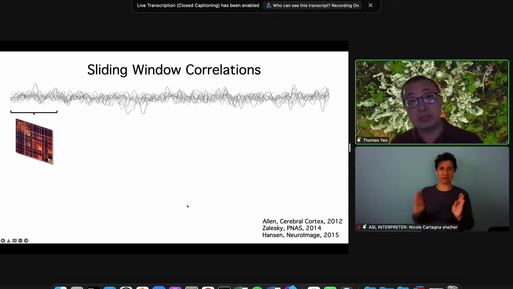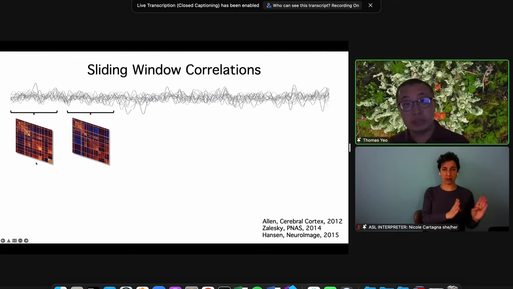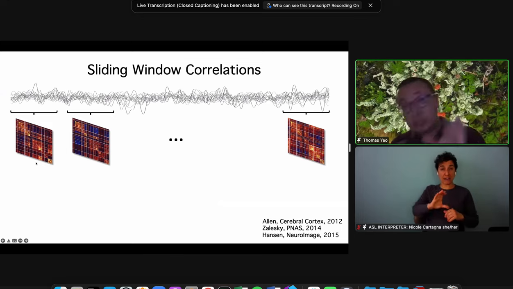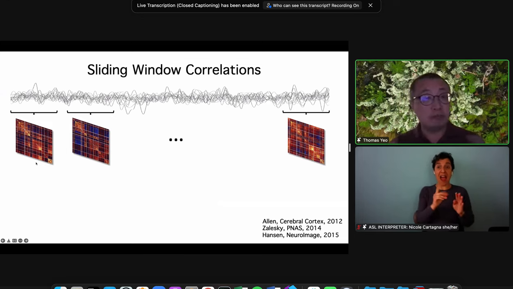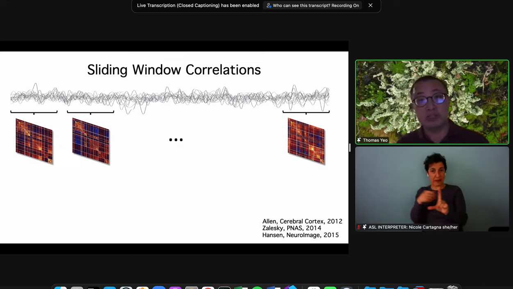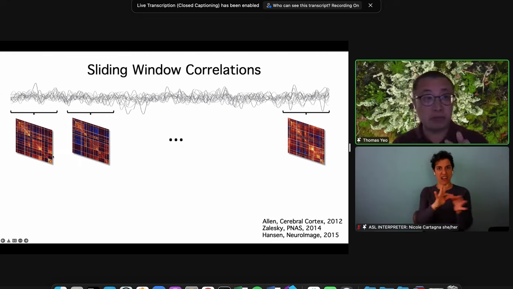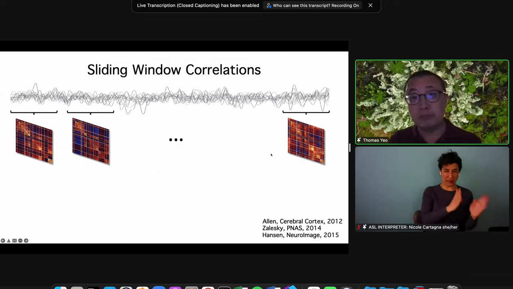So for example, here's a functional connectivity matrix computed using fMRI data during the short window shown here. We can slide the window and compute another functional connectivity matrix. And we can continue sliding the window and we can get many functional connectivity matrices. So this is often referred to as time-varying functional connectivity or dynamic functional connectivity. So at this point, we have so many matrices, right, corresponding to so many sliding windows. What can we do with the matrices?